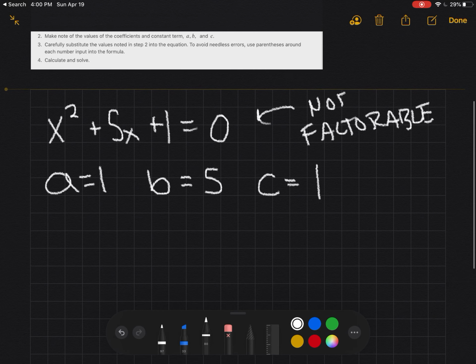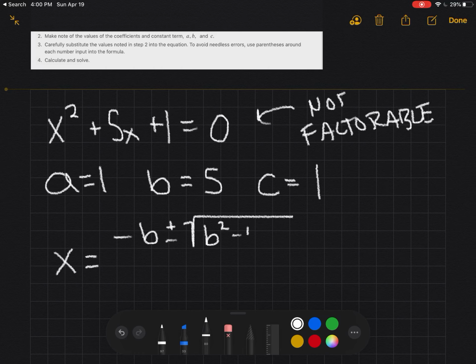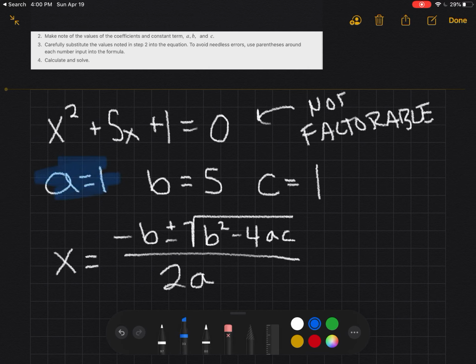So our first thing to check: is this in standard form, ax squared plus bx plus c? And yes, indeed it is. So what is a, b, and c in this case? a is equal to 1, b is equal to 5, and c is equal to 1. The quadratic formula says x is equal to negative b plus or minus the square root of b squared minus 4ac, all over 2a.